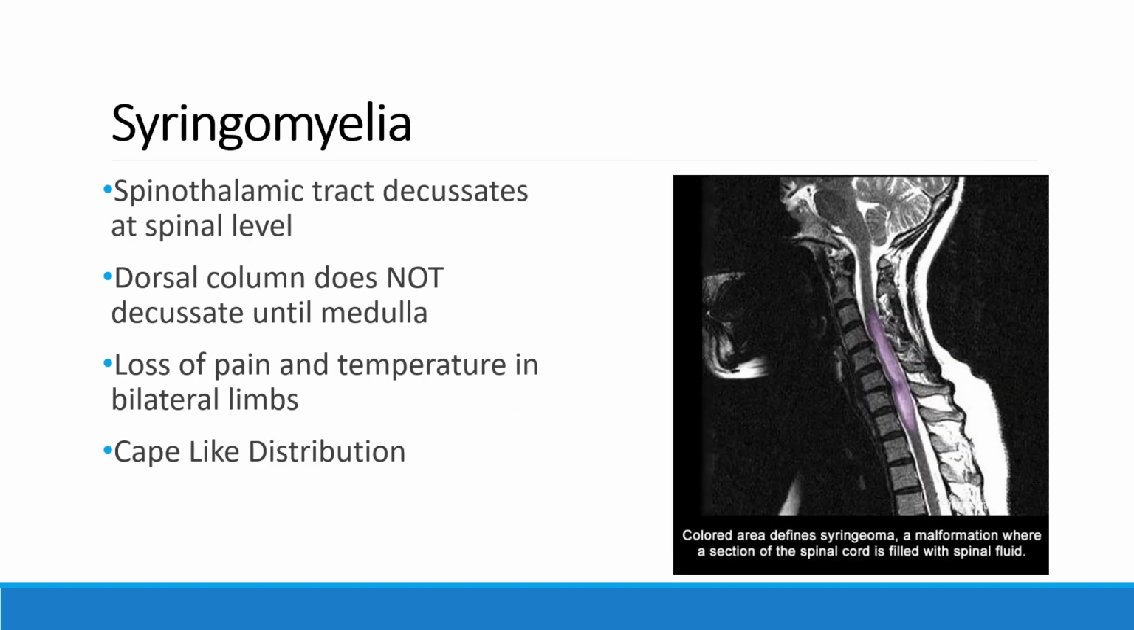Another one here for you. So the spinothalamic tract decussates at the spinal level here. The dorsal column does not. Loss of pain and temperature in the bilateral limbs and a cape-like distribution. Those are the things we're looking for on our test questions here.